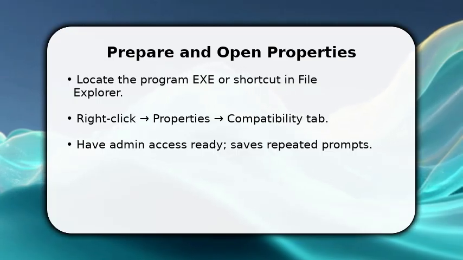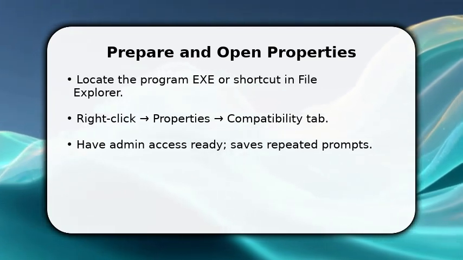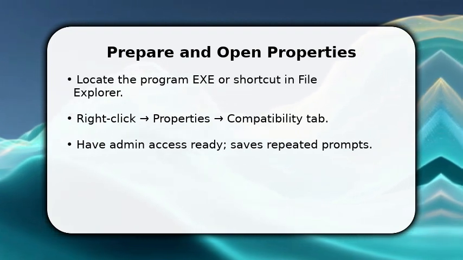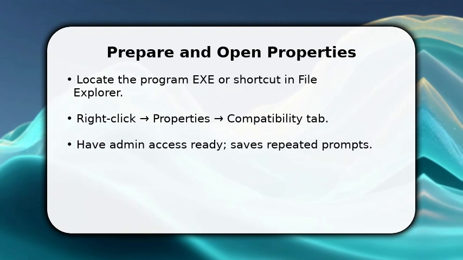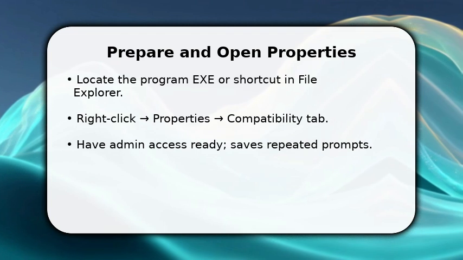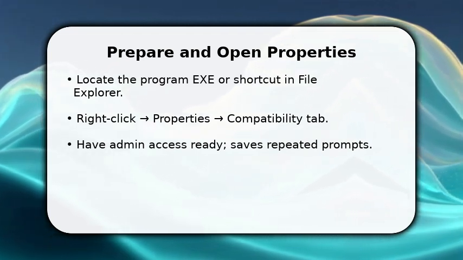You start by finding the program exe or its shortcut in File Explorer. This is where compatibility settings live. Once located, right-click and choose Properties, then switch to the Compatibility tab. You need administrative privileges for permanent changes, so make sure you have them now. Otherwise, the system will block saves.